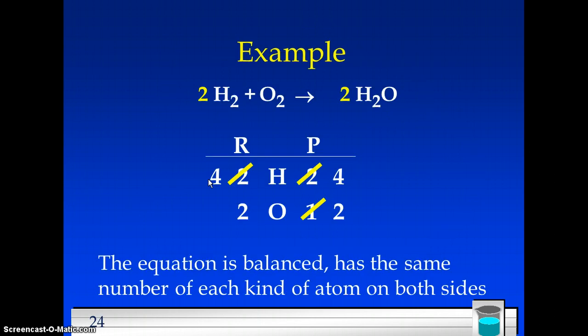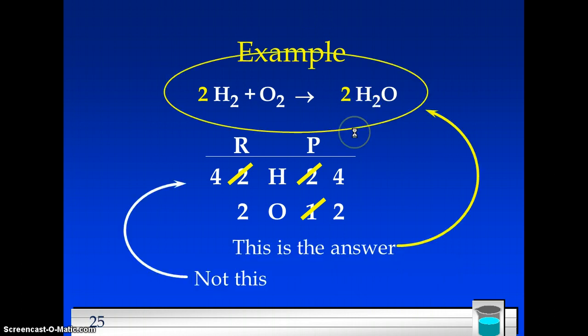It has the same number of atoms on each side. Notice I didn't have to add a number in front of oxygen. That is completely okay. You do not have to add numbers to everything. You only need to put them where you need things to be balanced.